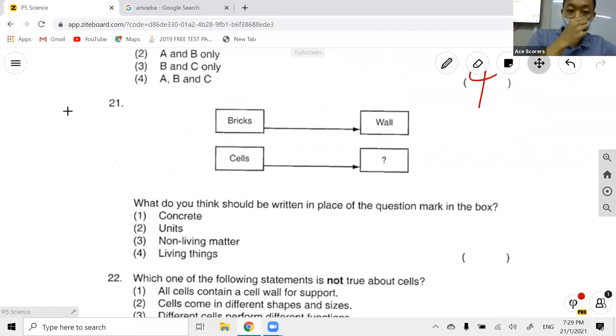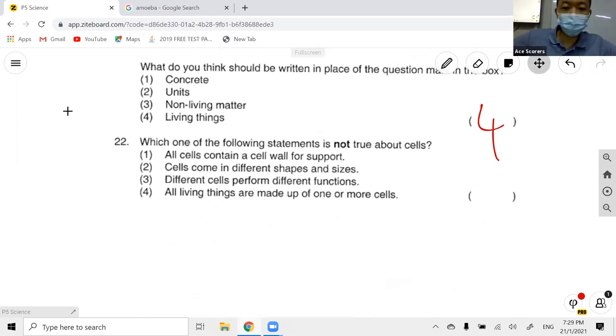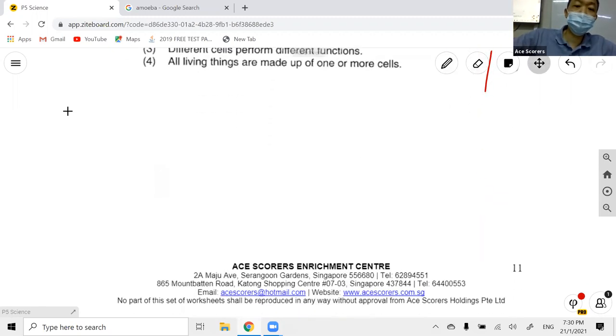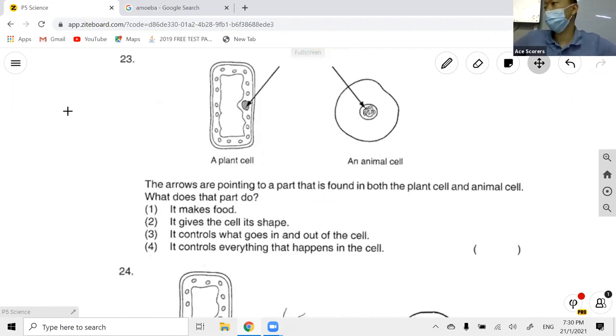Next. What do you think should be written in place of the question mark in the box? So it breaks the wall of cells to living things. Next one. Which of the following statements is not true about cells? All cells contain a cell wall. Oh, one is not true. It's not true that all cells contain a cell wall. Only plant cells, and only certain plant cells. It's not all plant cells. Actually, it's the leaf. Yeah, very good. Leaf cells. Next one.